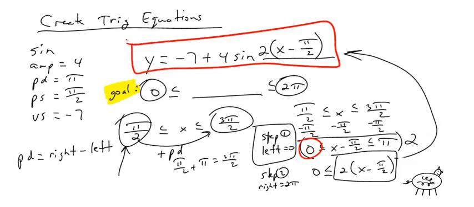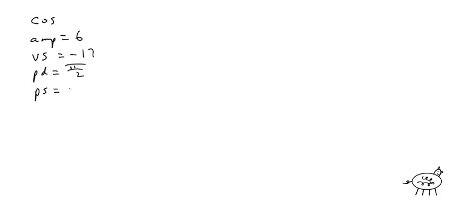Alright, so kind of complicated, but not really. Alright, let's just try a couple more here. I want you to make a cosine graph. The amplitude is 6. The vertical shift is negative 17. The period is pi over 2. And the phase shift is equal to negative pi. Okay, so let's start out. Y equals negative 17 plus 6 times cosine of something.